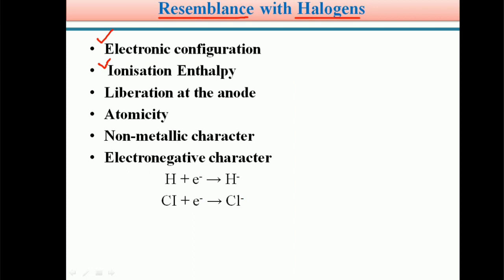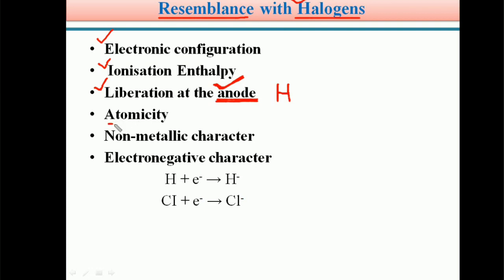And the next one is liberation at anode. Students, generally halogens are liberated at the anode. Like halogens, hydrogen also has the ability to be liberated at the anode. In the case of metal hydrides, the hydrogen is liberated at the anode. This is the next similarity of hydrogen with halogens.